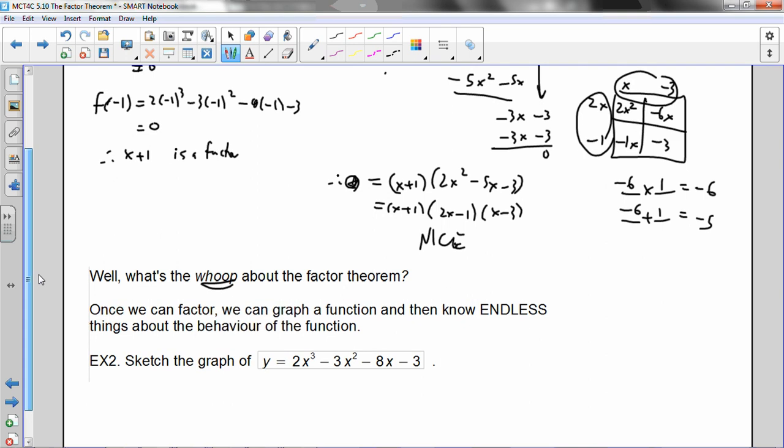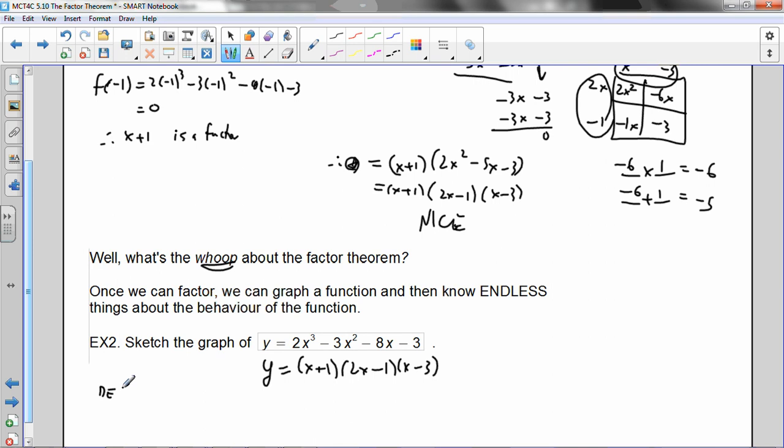But once we can factor, we can graph a function and know endless things about the behavior of the function. That's why we're so hung up about the graphs. Now that we can factor this, I can write this in factored form. This is exactly the same one that I just did, right? I know that this is degree 3. It starts low and ends high because the leading coefficient is positive. And now I know the x-intercepts, right? The x-intercepts are x equals -1, x equals 1/2.